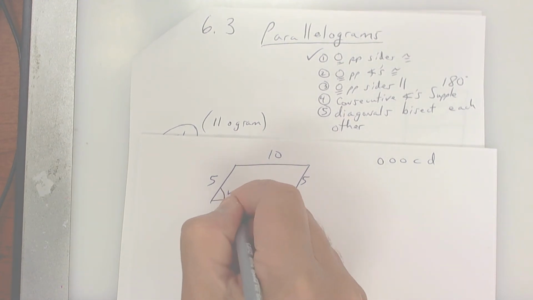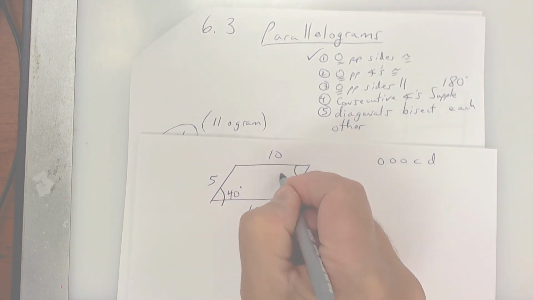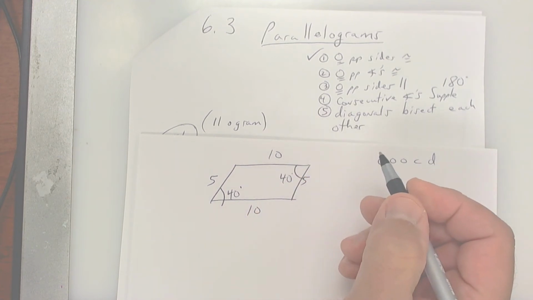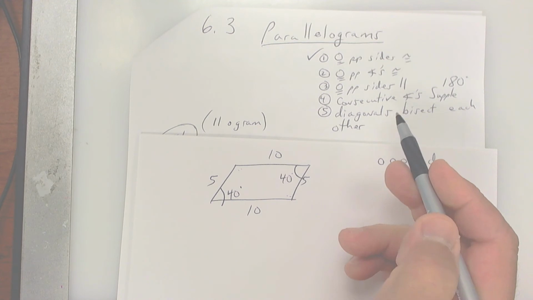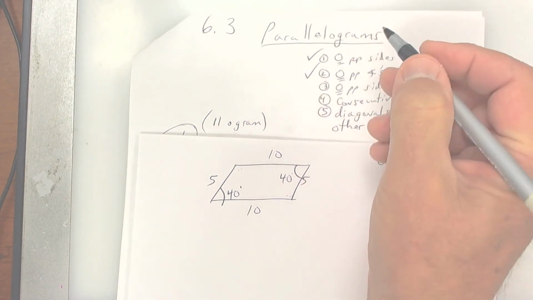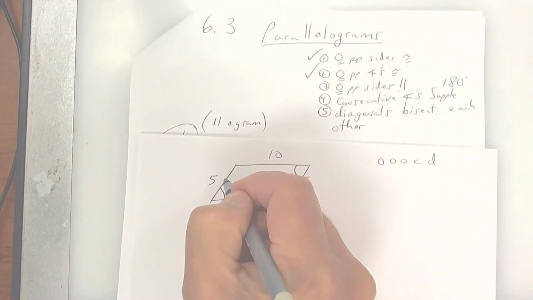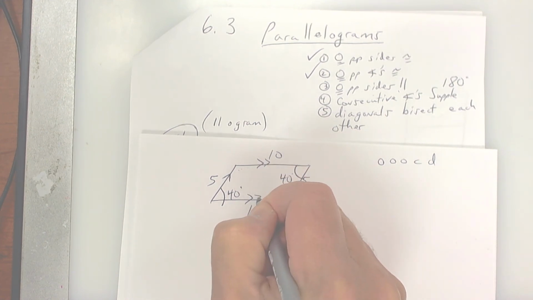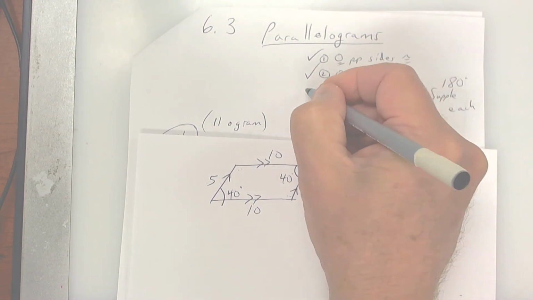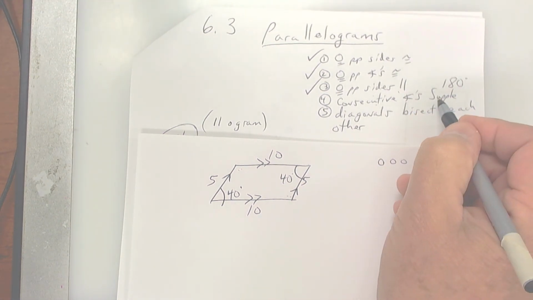Opposite angles are congruent. If this is 40 degrees, this angle is 40 degrees. Opposite angles are congruent. These two are congruent. Okay? Check. Opposite sides are parallel. So this side is parallel to that one, and that one is parallel to that one. Check.